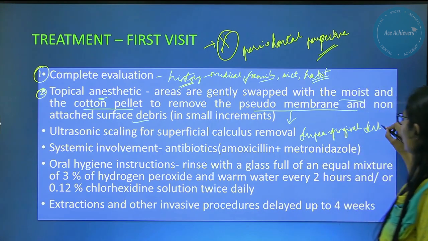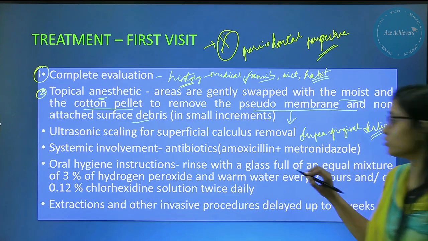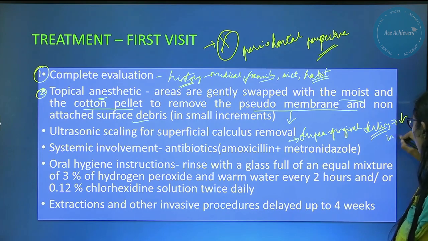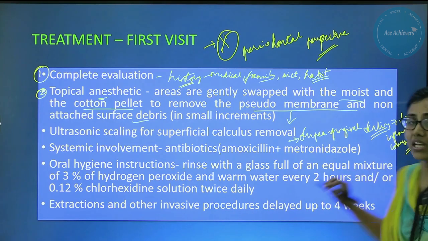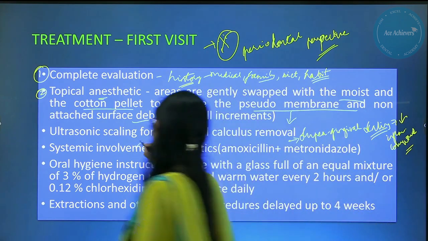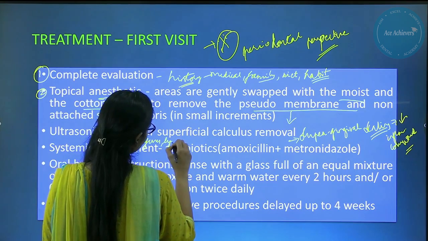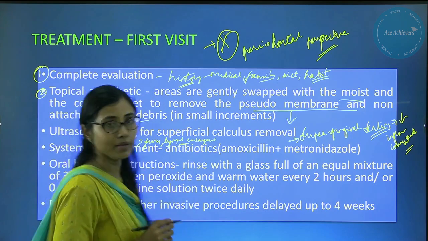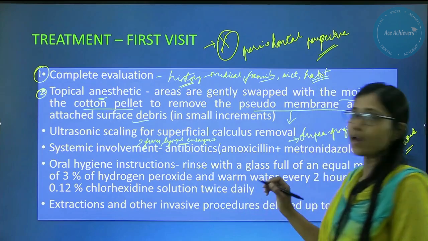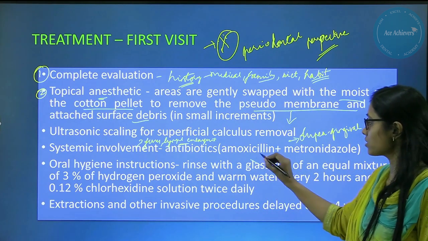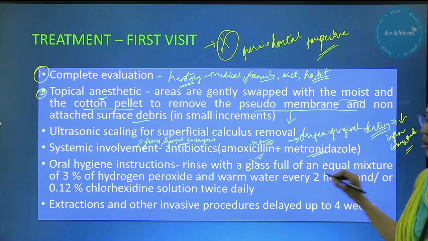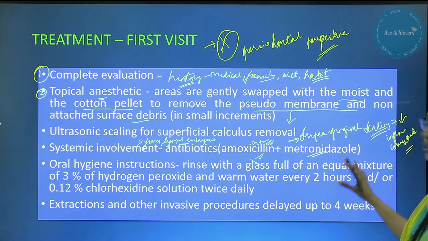Since there is going to be annoying pain for the patient, you just want to do a supragingival scaling to reduce the inflammatory components. Next, if there is any systemic involvement like fever or lymph node enlargement, you have to prescribe antibiotics also. The preferred antibiotic for this condition is amoxicillin, which acts on gram-positive organisms, and metronidazole for anaerobic organisms, because as we know, fusospirochetal infection is an anaerobic infection.